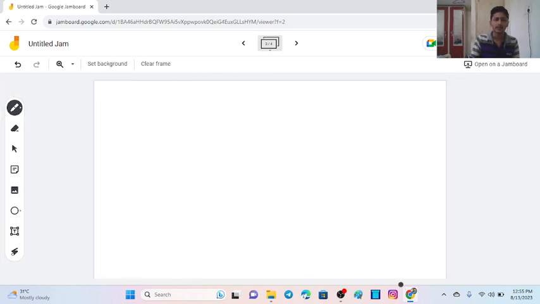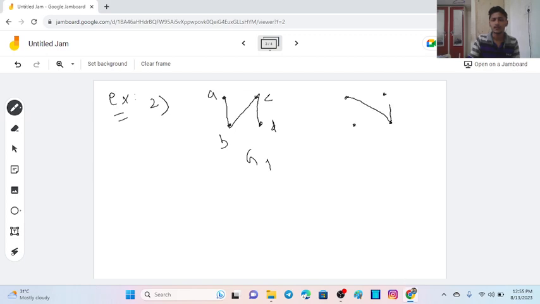Now let's see another example. Example number 2: let's take these four vertices as A, B, C, D. Let's name this graph G1 and let's make another graph with vertices E, F, G, H. Let's name this graph G2.